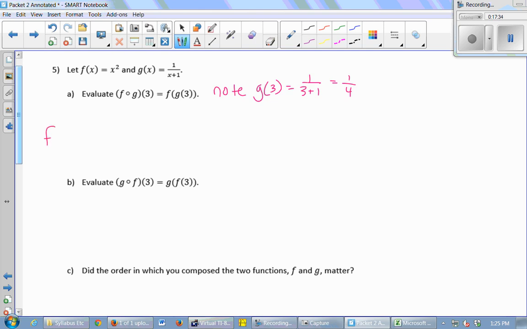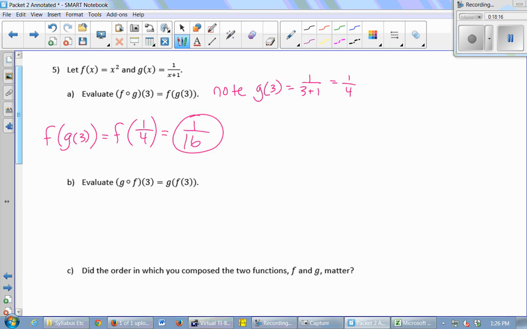So instead of f of g of 3, I'm going to replace g of 3 with the number I just figured out, so this is f of 1/4. What is f of 1/4? 1/4 squared is a 16th. The function f squares things, so f of g of 3 is 1/16. So you have one intermediate step when you're doing a composition: figure out what the inner thing is, and then apply the outer rule.